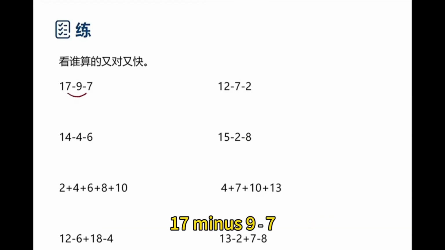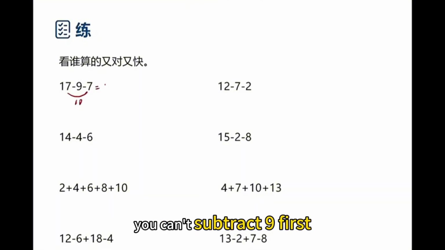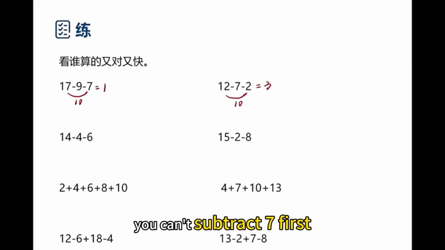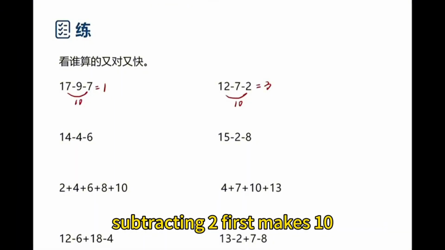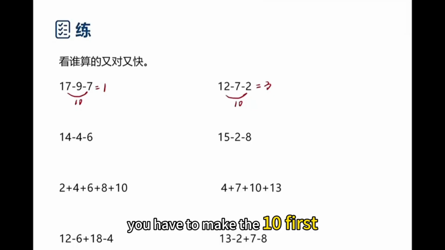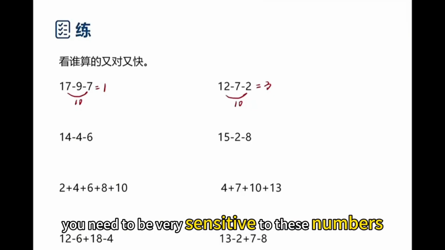17 minus 9 minus 7. You can't subtract 9 first. If you do, you lose. Subtract 7 first to make 10. 10 minus 9 is 1. 12 minus 7 minus 2. You can't subtract 7 first. You have to subtract 2 first. Subtracting 2 first makes 10. Then minus 7 is 3, right? You have to make the 10 first. You need to be very sensitive to these numbers.